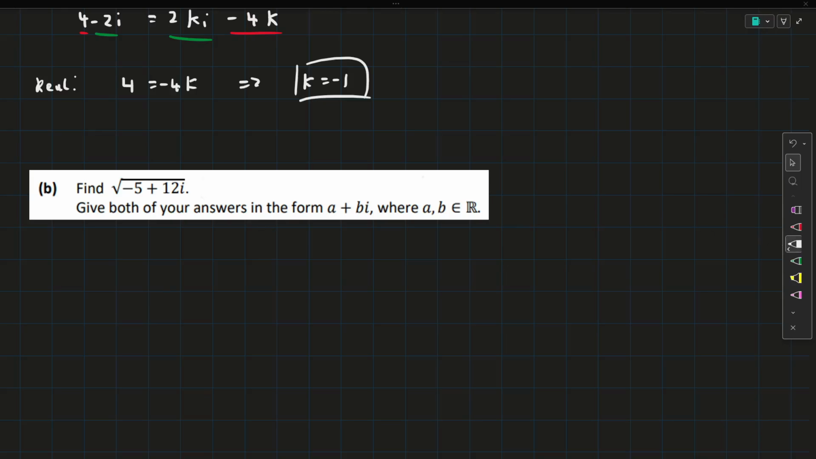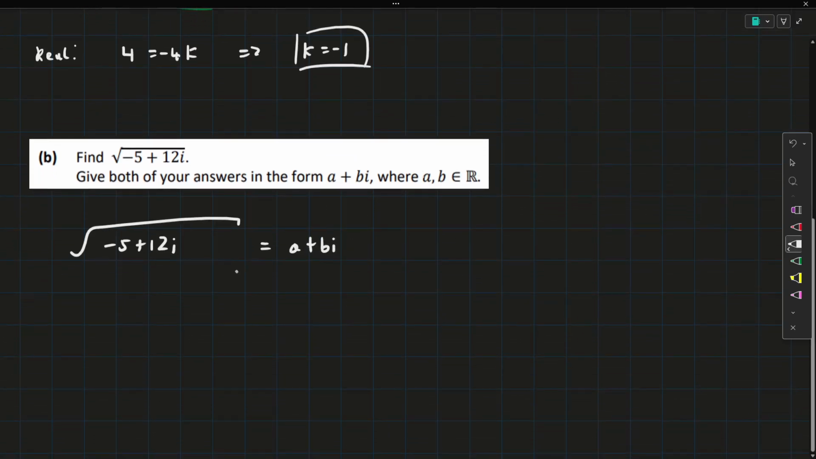Then we have to find the square root of this complex number. So you could use de Moivre's theorem, but the easier thing to do is say minus 5 plus 12i square root. That'll be equal to some complex number. We'll call it a plus bi, and a and b are reals. So we just have to figure out what a and b are.